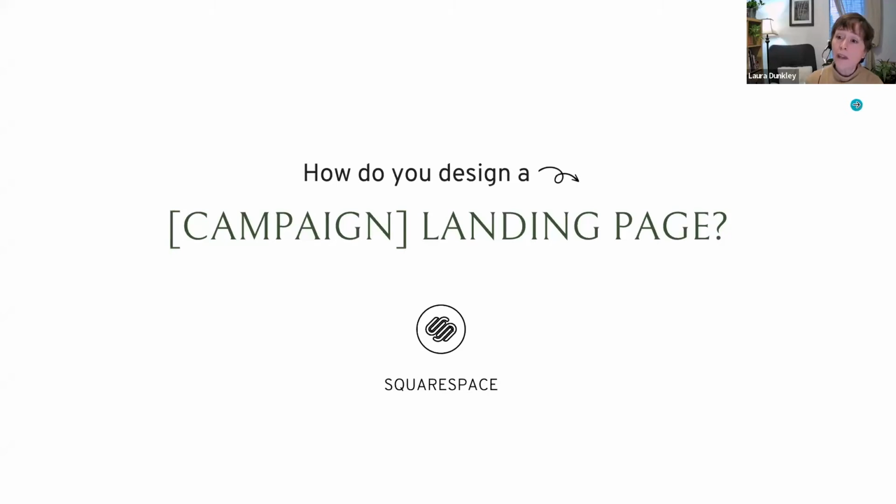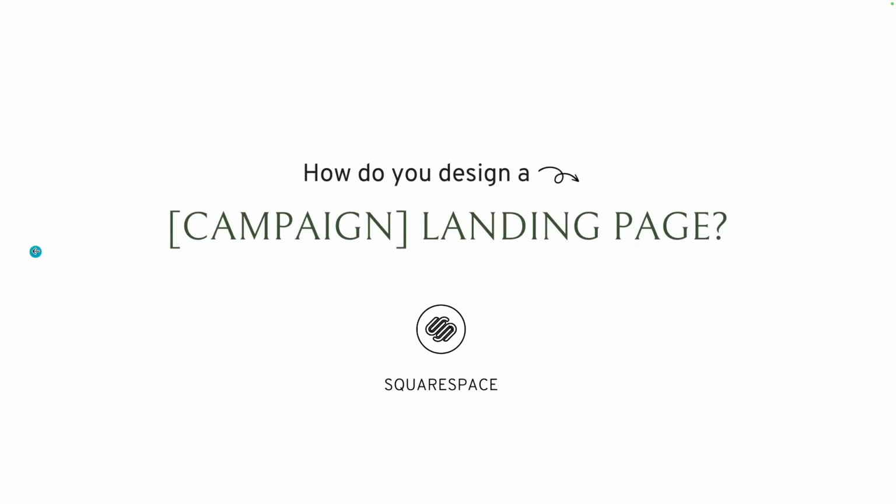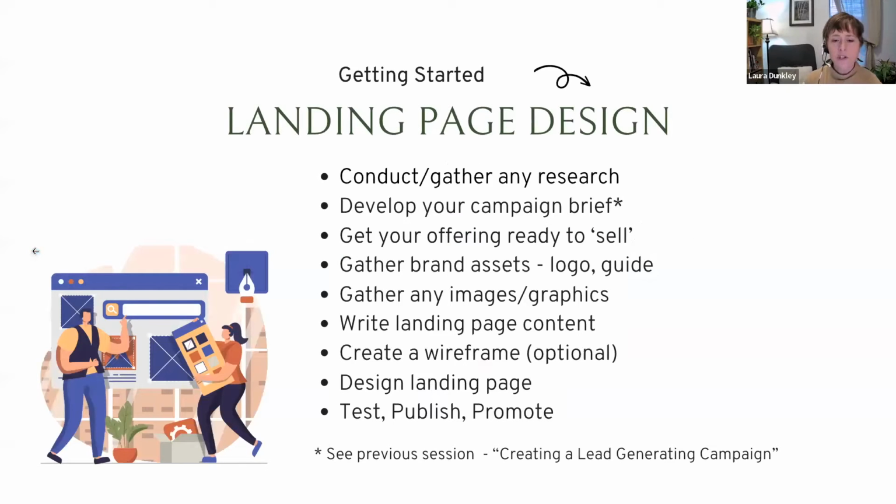So now we get into it. Yes. I just can't see the bottom of the screen. What was the last item on that list, please? I will tell you. It just talks about seeing the previous session, creating a lead gen campaign from last week, to revisit that before this, because that's going to help you develop your campaign brief. Thank you. That's where the asterisk is.